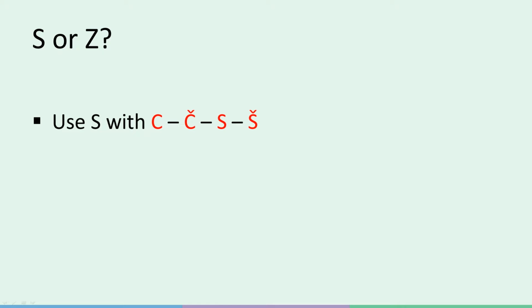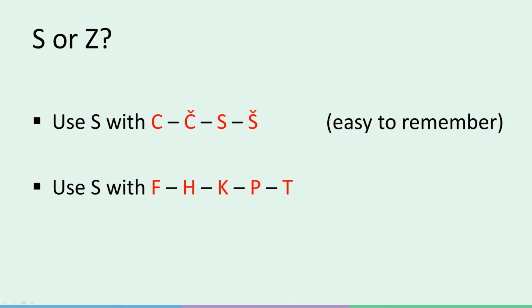Use S with the letters C, Ch, S, and Sh. These 4 are easy to remember. Think of them as 2 pairs or 2 siblings. So you have a C and its weird brother or sister, and an S and its weird sibling. The other 5 we have to remember are F, H, K, P, and T.